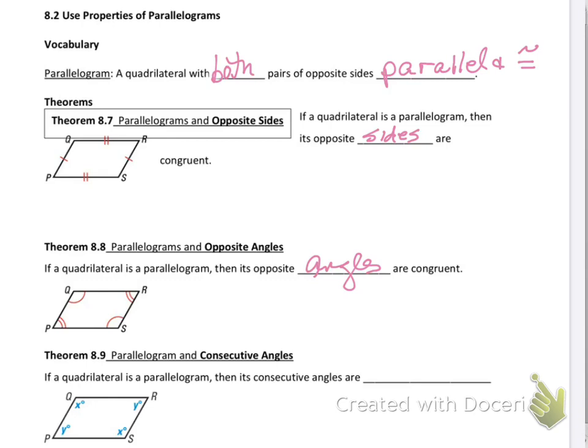Parallelogram and consecutive angles. Consecutive angles mean that they follow one another. So, for example, Q and R are consecutive angles. R and S are consecutive. S and P are consecutive. And P and Q are consecutive. If a quadrilateral is a parallelogram, then its consecutive angles are supplementary.